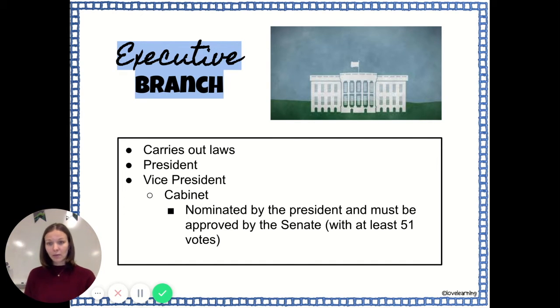So in November, we will go over more about the election, and we'll talk more about what that process really looks like for people who are 18 and over.